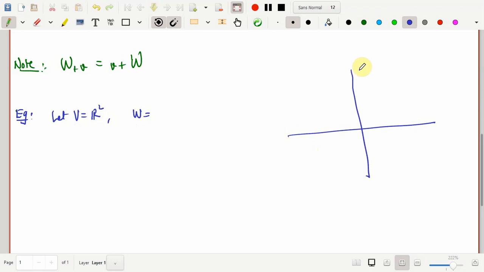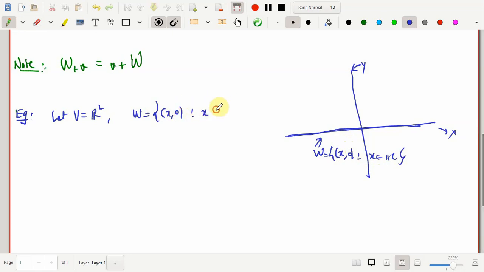So this is my y-axis and this is my x-axis, and I'll consider the x-axis itself as W. What is W in this case? The first coordinate is varying over the real line and the second coordinate, that is the y coordinate, is always 0. So it's a collection of ordered pairs of the form (x, 0), where x is varying over R. I'll consider W to be this, just one simple example.